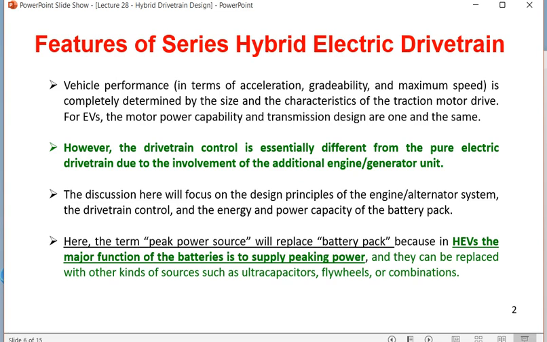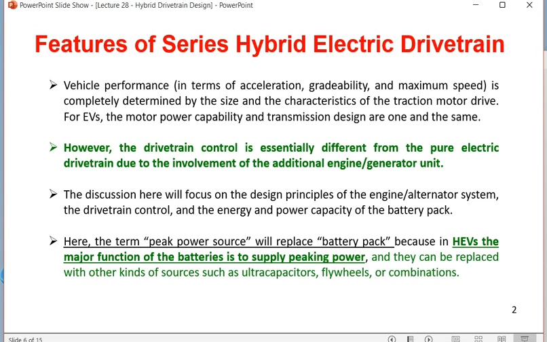So the peaking power source is a new term we are finding here. It will replace the battery pack. So we are not going to talk about the battery pack because the battery pack will be renamed as peaking power source. So what is meant by peaking power source? The peaking power source is generally not in use while the vehicle is being driven. The battery is not in use when the vehicle is driven mainly.